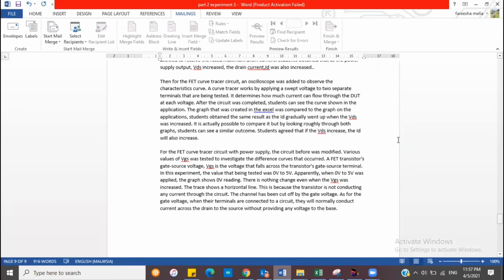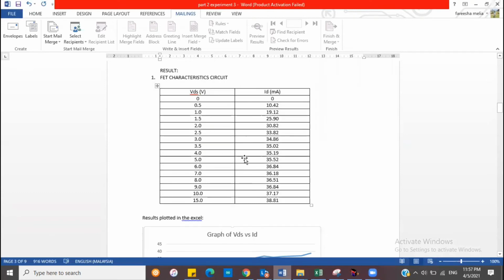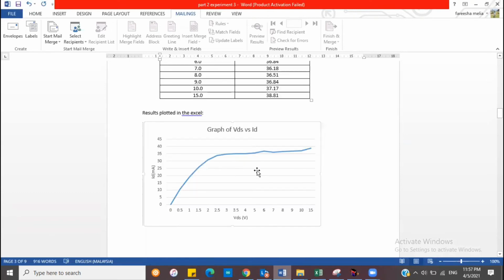So for the result, I already put it in the table like this. And this is the graph that I plotted. Basically, this graph, this output characteristic, defines the relationship between the two outputs, which is the drain current ID and the voltage VDS.